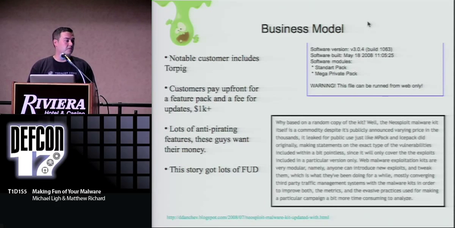They had customers, the Torpig group, if anyone's ever heard of the master boot record rootkit or Torpig, they were one of their biggest customers. They had tons and tons of other customers as well. So they were really out protecting their investment. Version 3 was really their big build, and that was released sometime in 2008. And we'll go into more of that story later on. But needless to say, they were really, really worried about piracy.